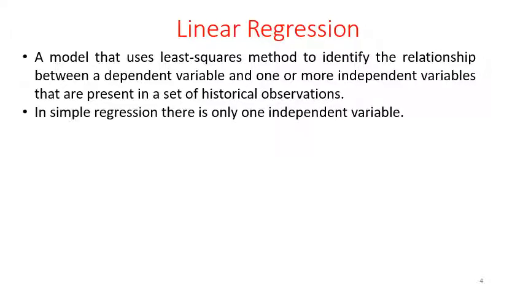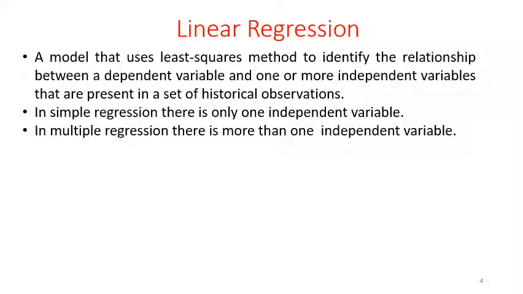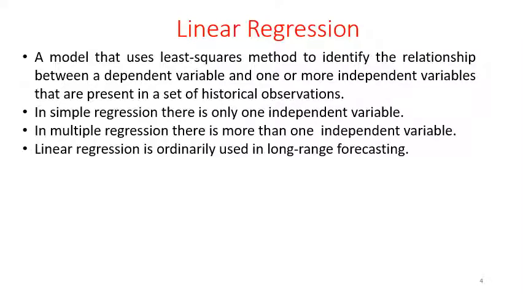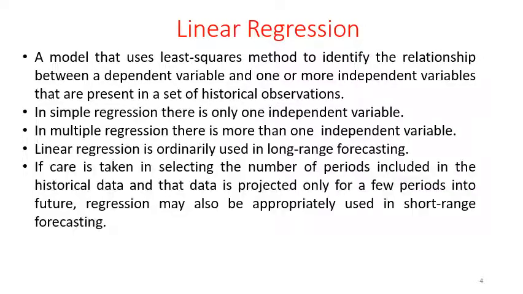In simple regression, there is only one independent variable. In multiple regression, there is more than one independent variable. Linear regression is ordinarily used in long-range forecasting, though it can be used in short-term also. If care is taken in selecting the number of periods included in the historical data, and that data is projected only for a few periods into the future, regression may also be appropriately used in short-range forecasting.